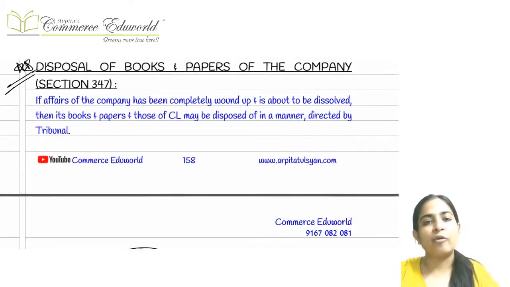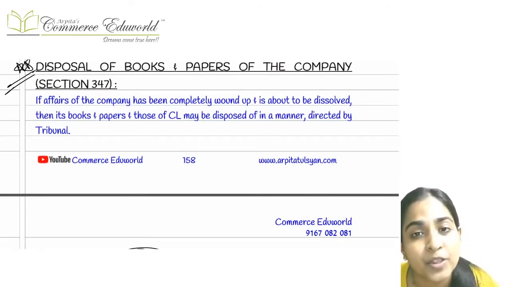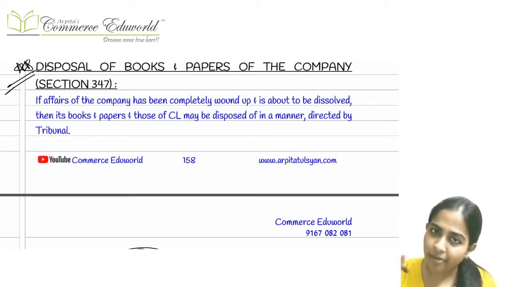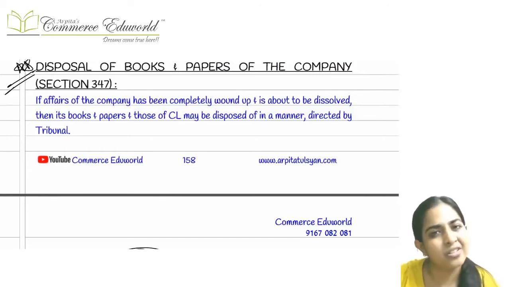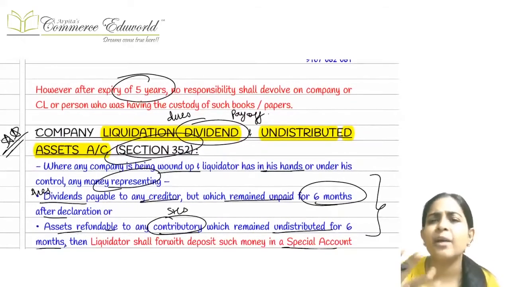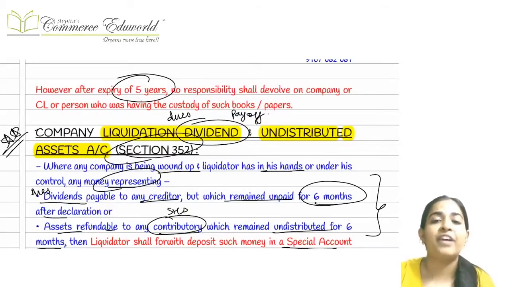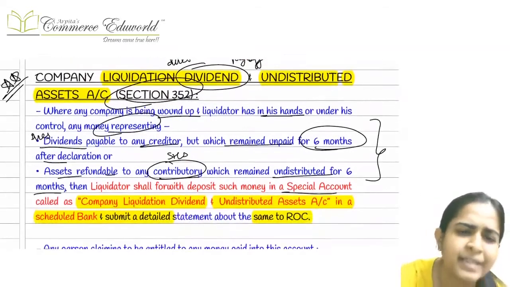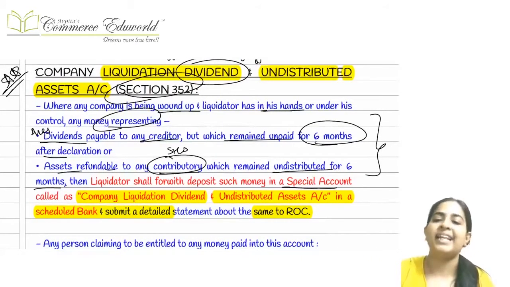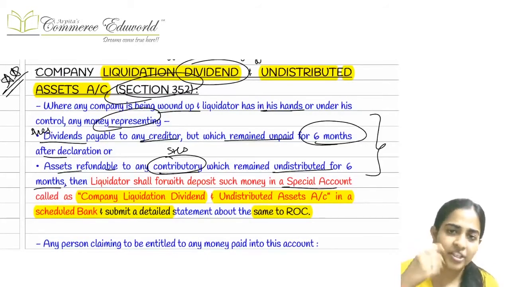Okay, once the company is wound up, once the dissolution, etc. is done, now the company can dispose of its books of accounts and papers. First, it will preserve them for some number of years, that is 5 years. The company liquidator has to preserve the books and papers of the company for a period of 5 years. After a period of 5 years, no one would be liable for those books and papers. Means after 5 years, even if you don't preserve it properly, or even if you destroy it, that's absolutely alright.